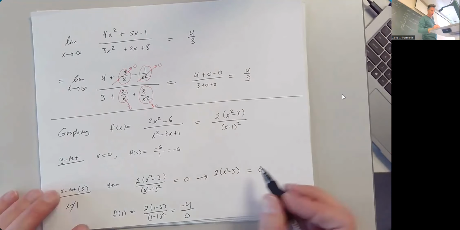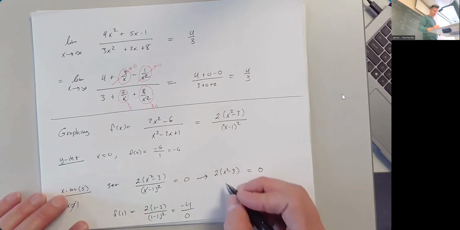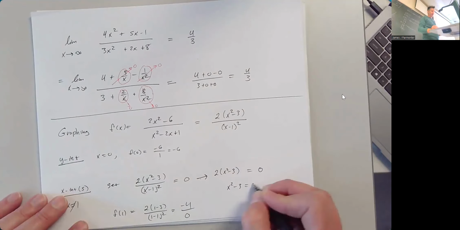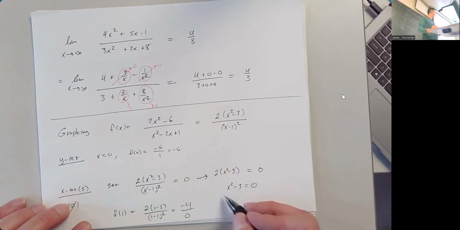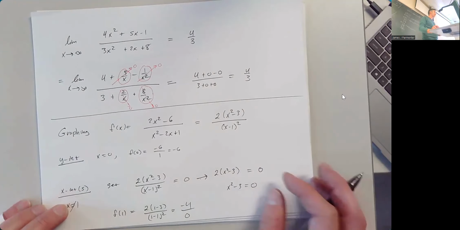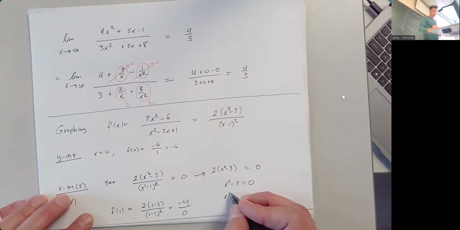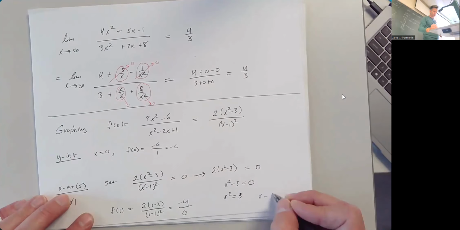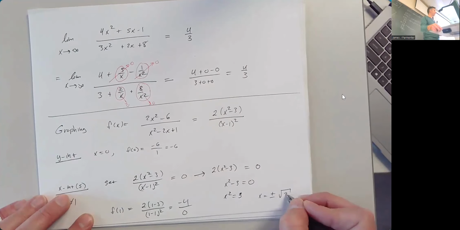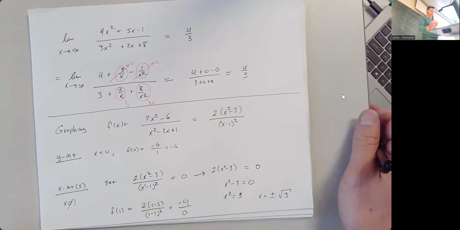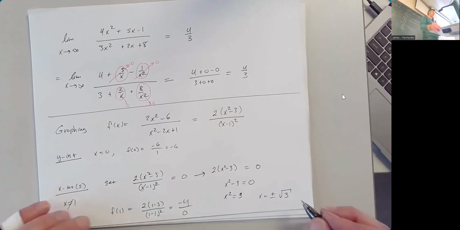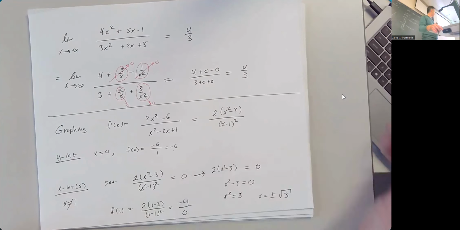So here, solving this is not super nice. Divide both sides by 2. x squared minus 3 equals 0. I don't really want to factor this, although you could factor it as x minus root 3 times x plus root 3. But let's just solve it by setting x squared equal to 3 and then getting x equal to plus or minus radical 3. So those are our x-intercepts, root 3 and negative root 3. There's my y-intercept, negative 6.